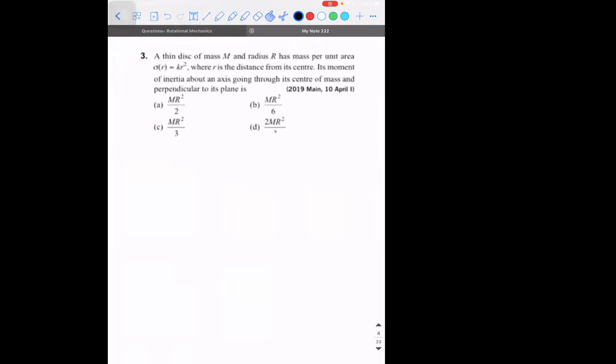So you guys try this and tell me the answer. There is a thin disk of mass capital M and radius r, which has mass per unit area as k into r square, where r is the distance from its center. Its moment of inertia about an axis passing through its center of mass and perpendicular to its plane. What is it? You guys do and tell me.